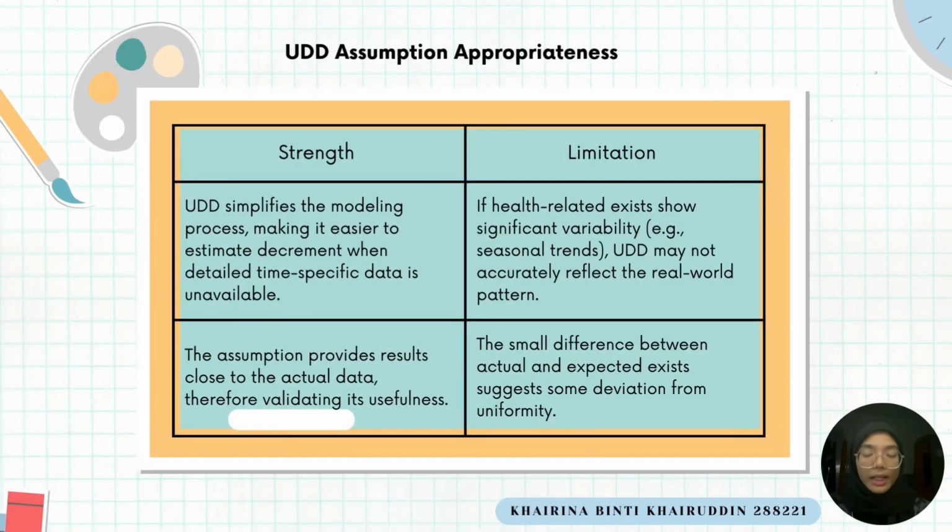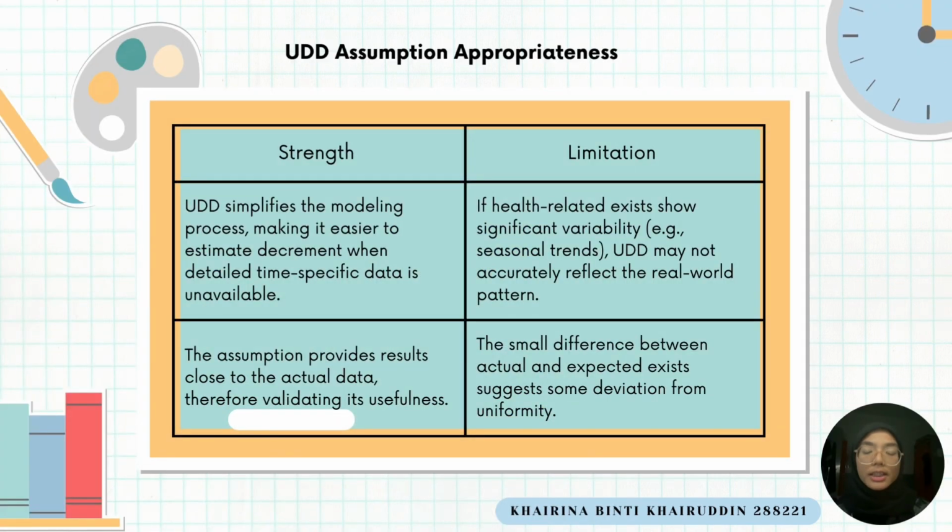Okay. Based on that, we can know the strengths and the limitations. The first one is the UDD simplifies the modeling process, making it easier to estimate the decrement when detailed time-specific data is not available. The second one is the assumption provides results close to the actual data. Therefore, the model is useful.